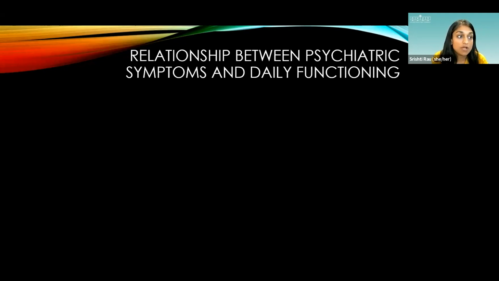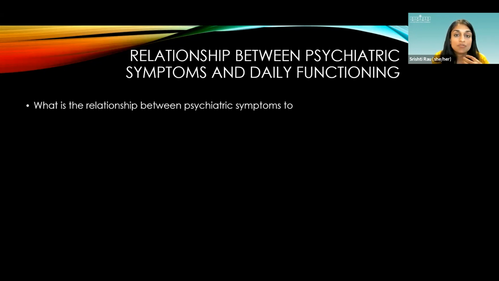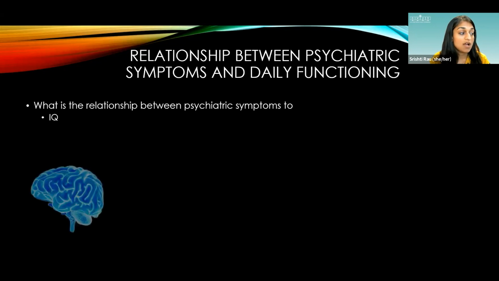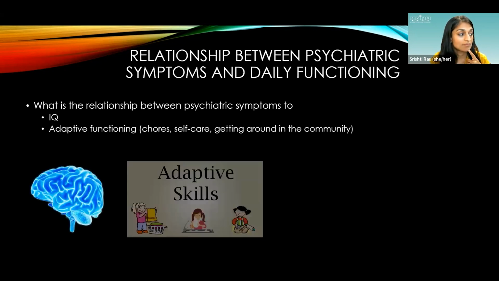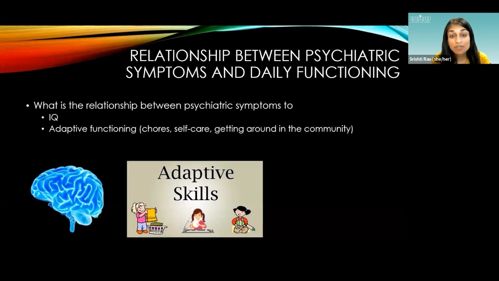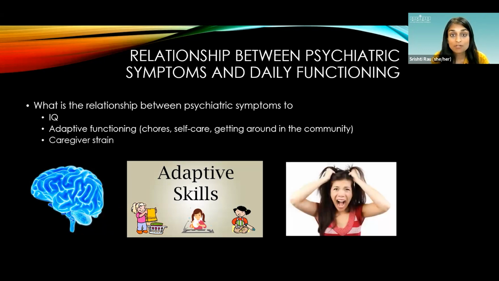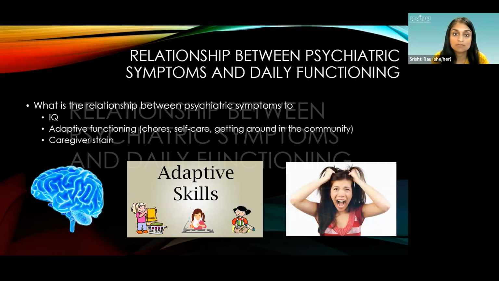So now we're going to talk about the relationship between those psychiatric symptoms and aspects of daily functioning. So really, what is the relationship between psychiatric symptoms and IQ, adaptive functioning, and that really just refers to completing chores, self-care, personal hygiene, getting around in the community, as well as caregiver strain. And the latter, the caregiver strain, was assessed through a questionnaire.